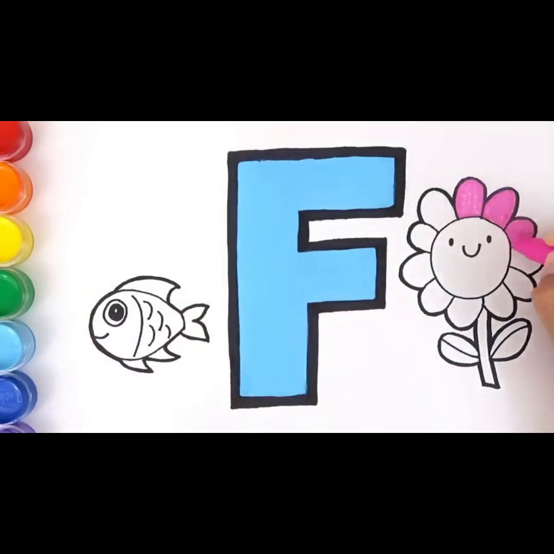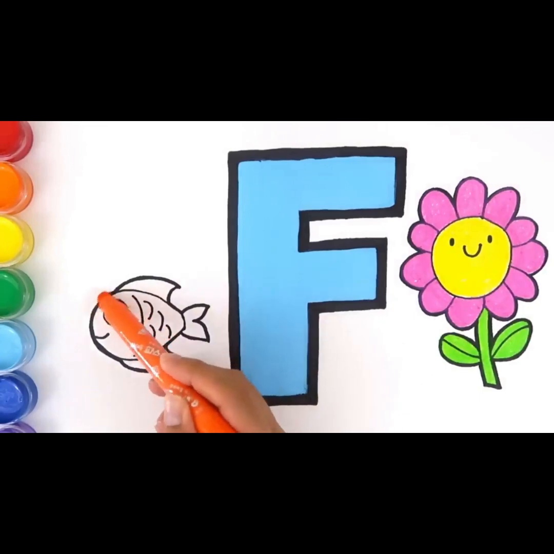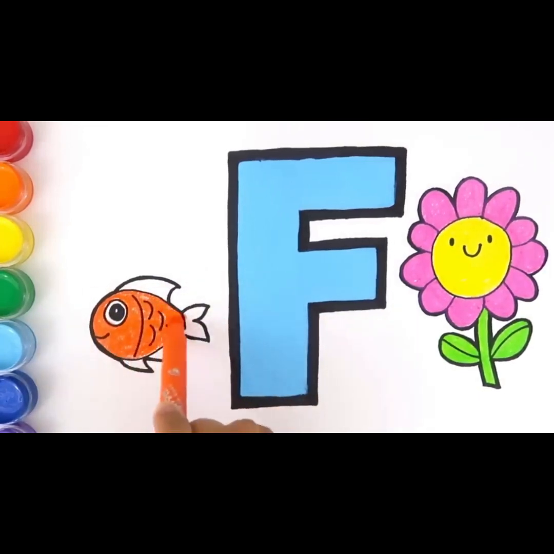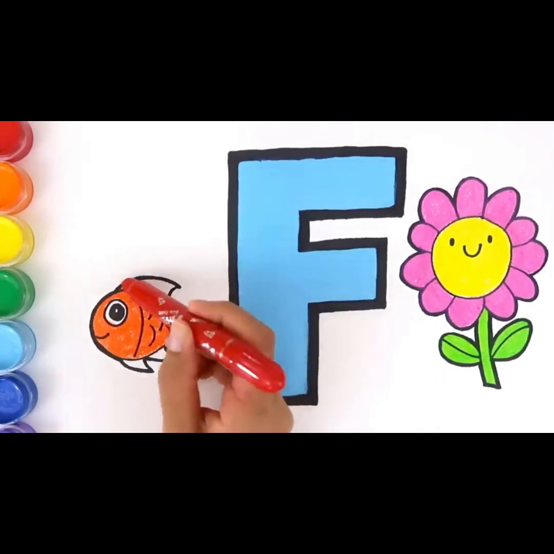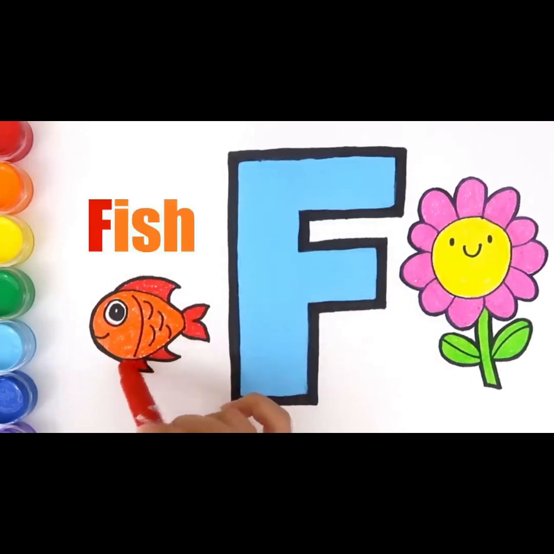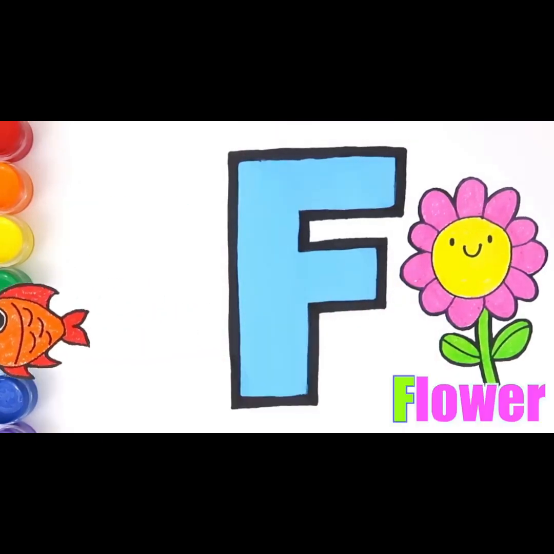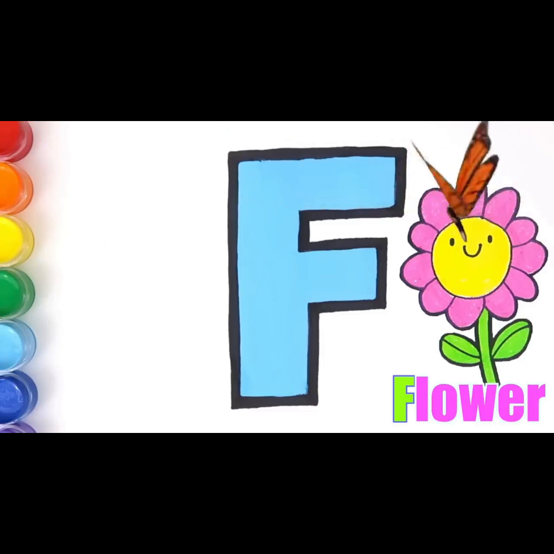What color is the flower? The flower is pink and yellow, and its stem and leaves are green. What color is the fish? The fish is orange and red. F is for fish. F is for flower.